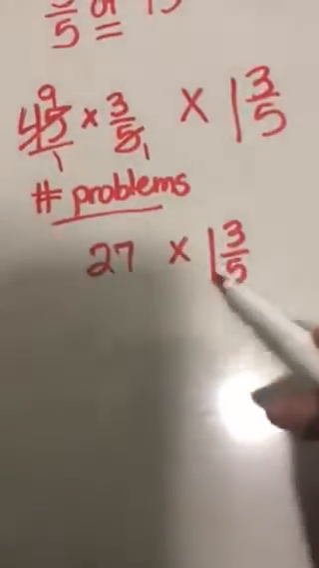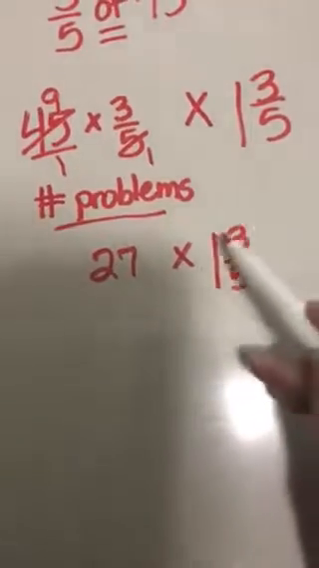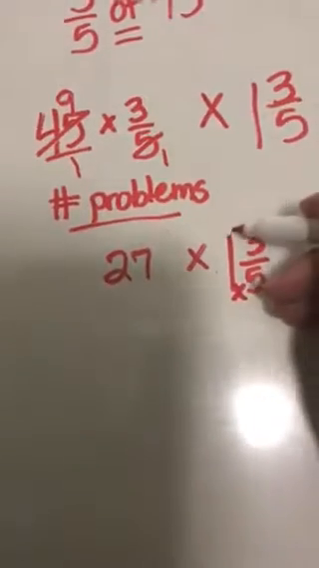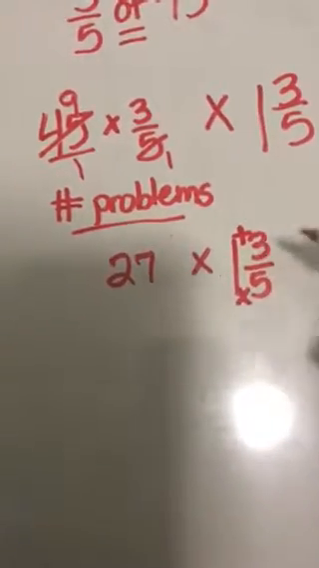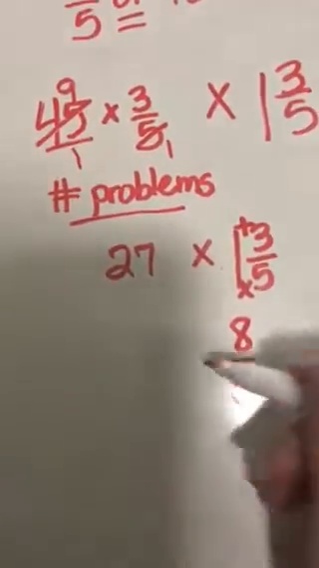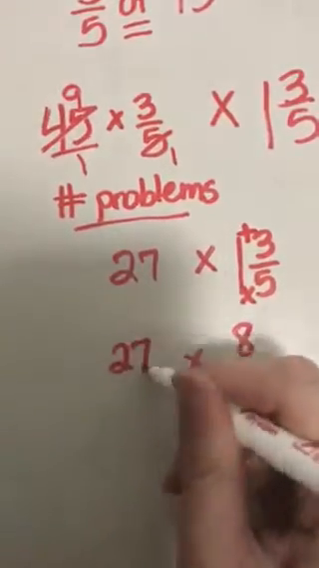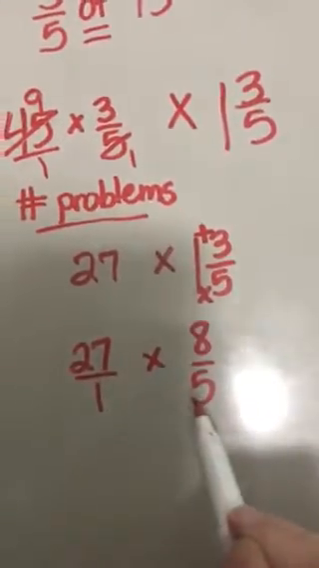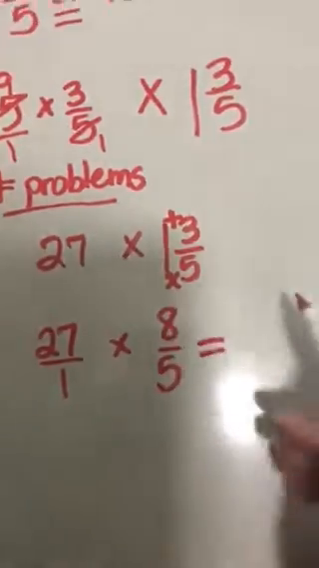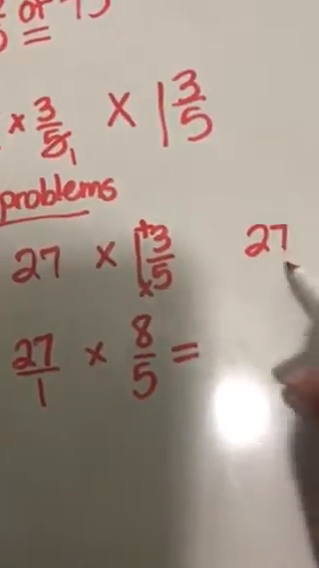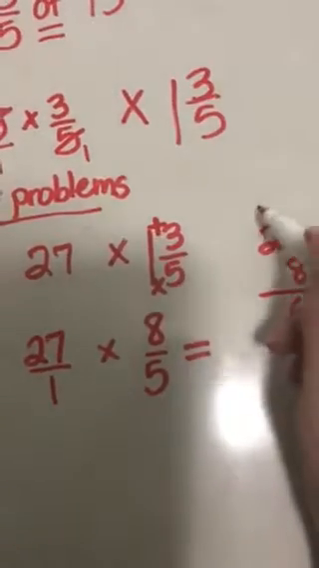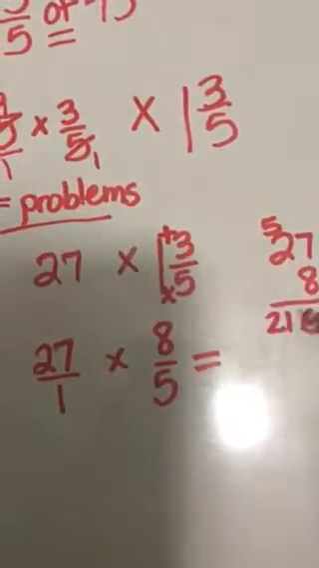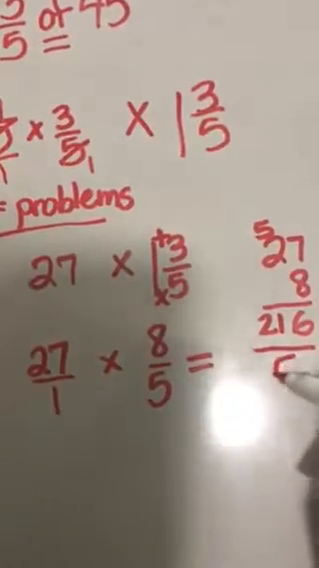Again, I'm going to have to turn this into an improper fraction. How do I do that? I multiply 5 times 1 and then I add 3. So 5 plus 3 is 8. 8 over 5 times 27 over 1. There are no common factors between 27 and 5, so I just need to multiply straight across. 27 times 8. 8 times 7 is 56. 16 plus 5 is 21. So I get 216 over 5.